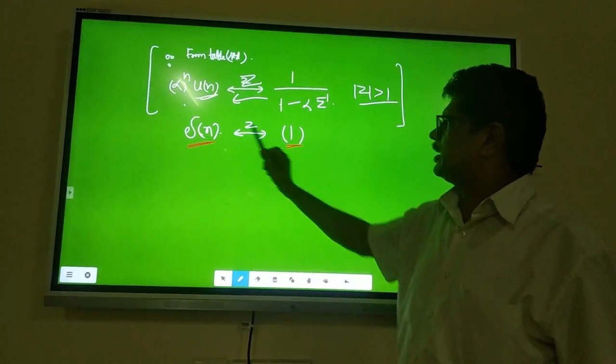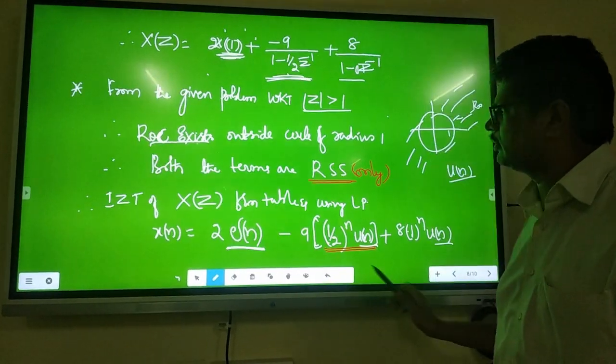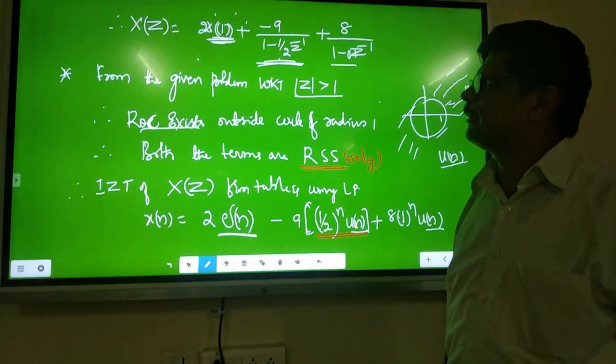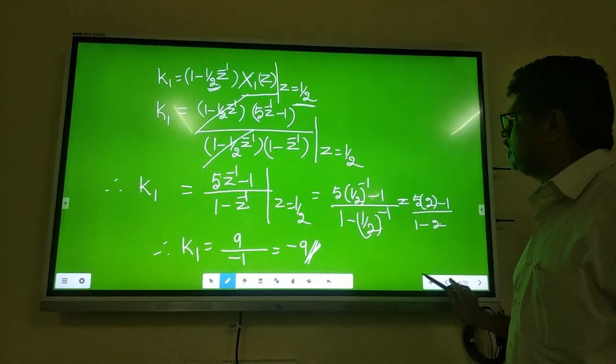And the second one: the Z transform of delta[n] is 1. The inverse Z transform of 1 is delta[n]. That's what I am writing here. See this? 2 delta[n]. I hope I am clear.